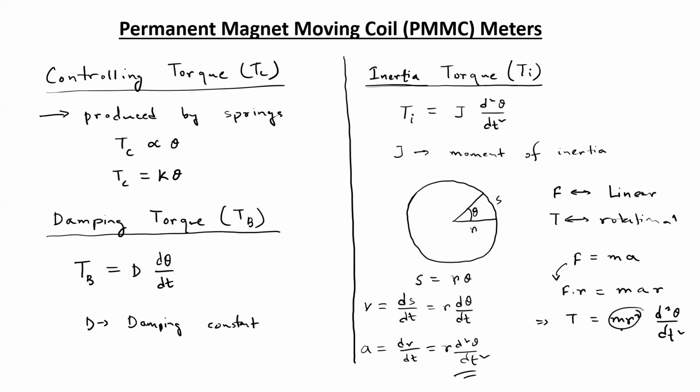and this m r square is actually representing the moment of inertia J, and with respect to that, this particular expression can be obtained.